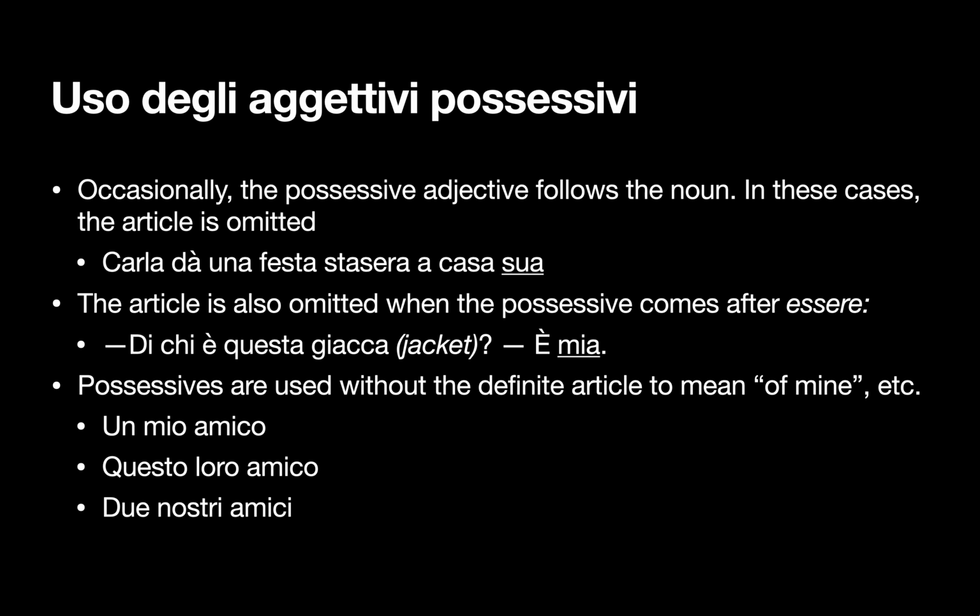You can also use possessives without the definite article to mean something of mine. I have most frequently seen this used with amico, but it can be used with other things as well. So, un mio amico is a friend of mine, or questo loro amico, this friend of theirs. Due nostri amici, two friends of ours. You see where I'm going with this.